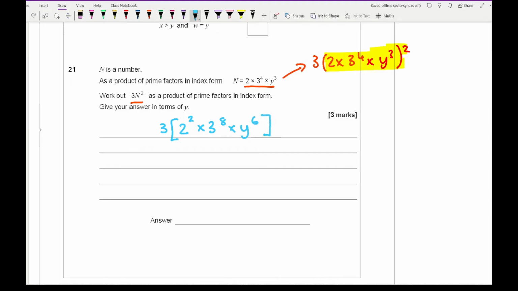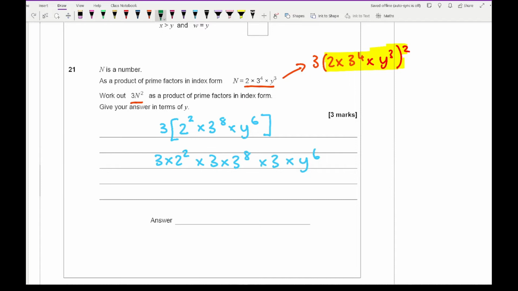Now from this, what I then need to do is multiply everything by 3. So I get 3 times 2 to x, 3 times 3 to the power of 8, and 3 times y to the power of 6. Now the reason why I've done this is because I want to keep the powers separate.